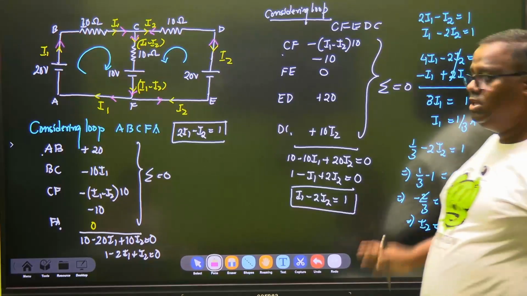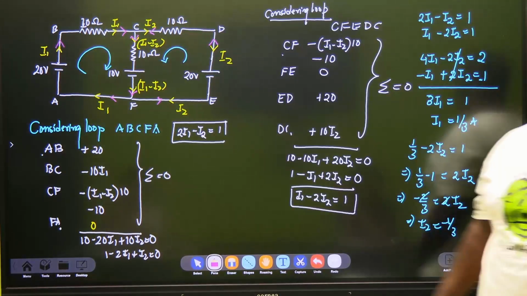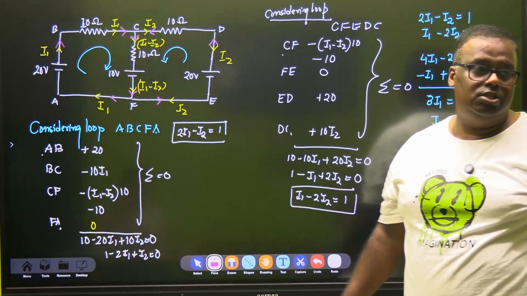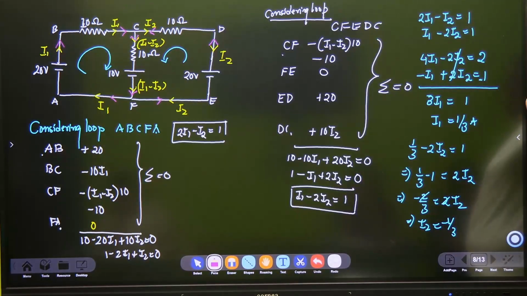If you get a wrong sign, you just write that the negative sign indicates that our chosen direction for I2 is opposite to the actual flow of I2. Hence, I2's value has been corrected to 1/3 ampere. That's all you have to write.